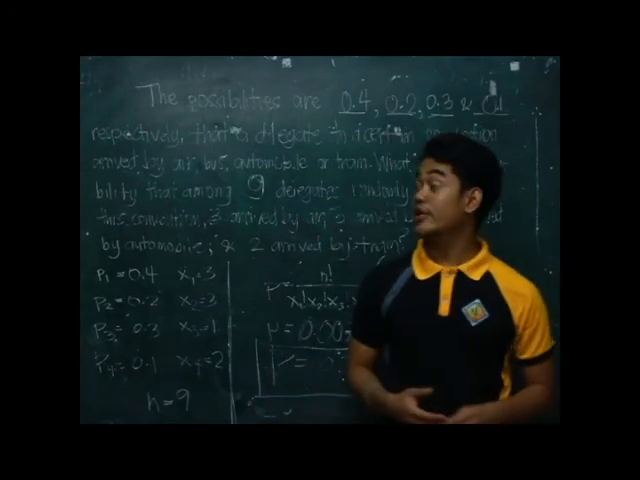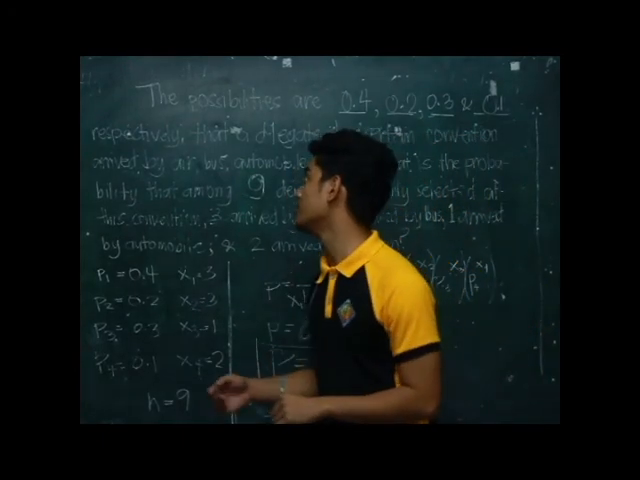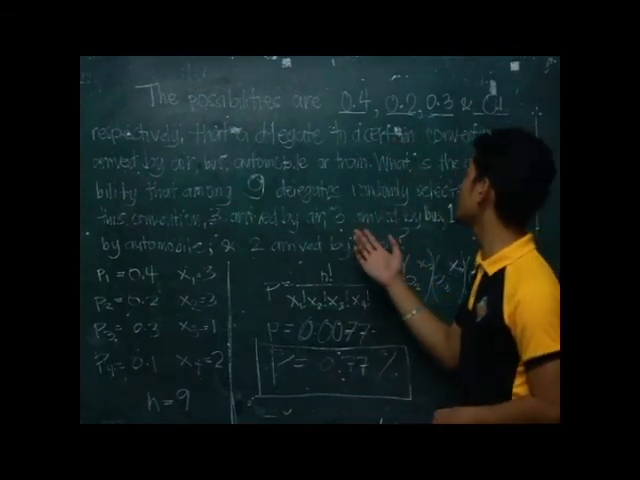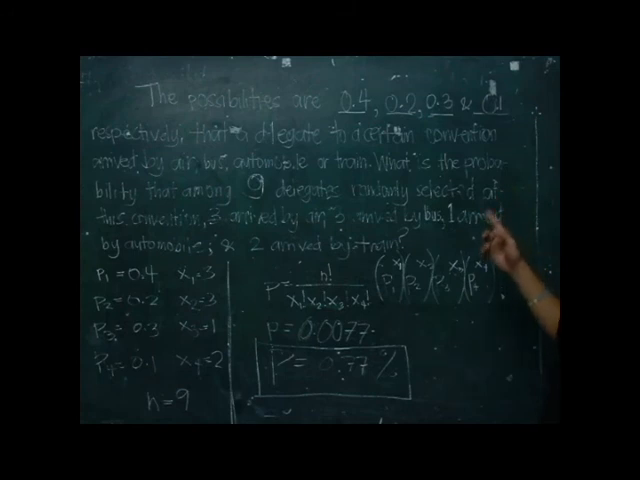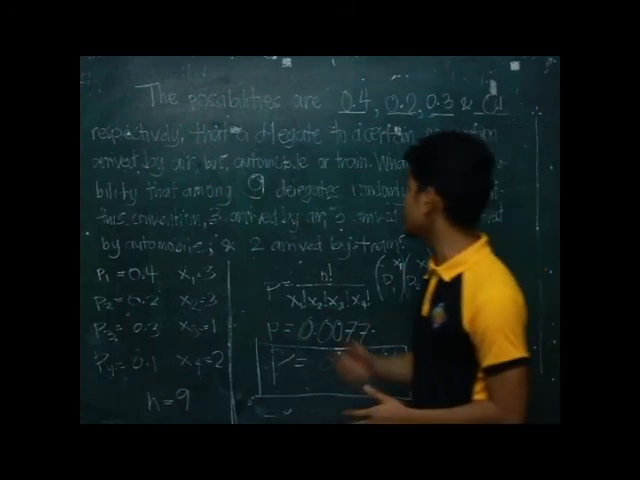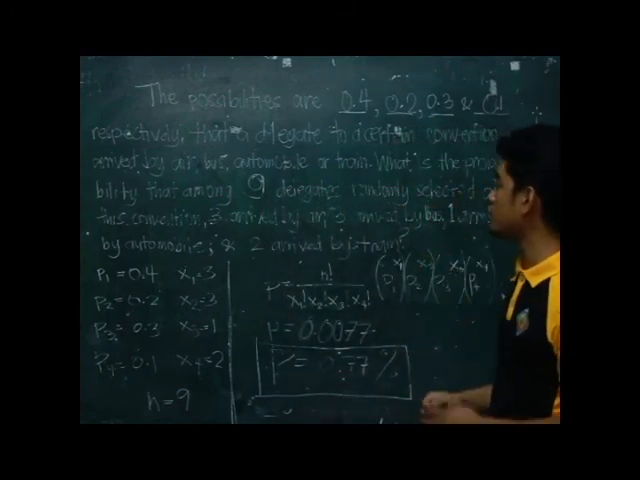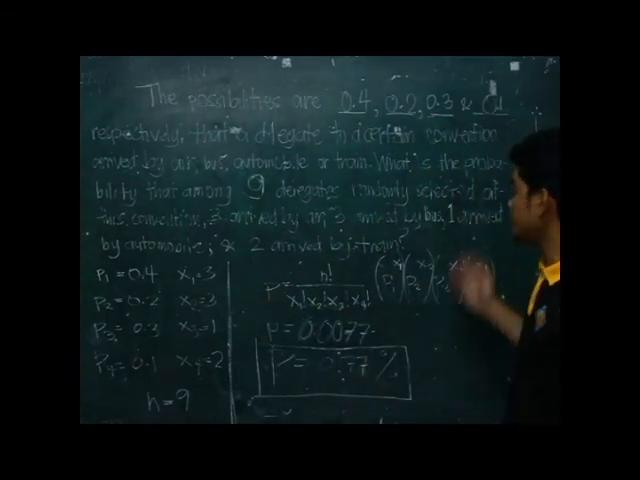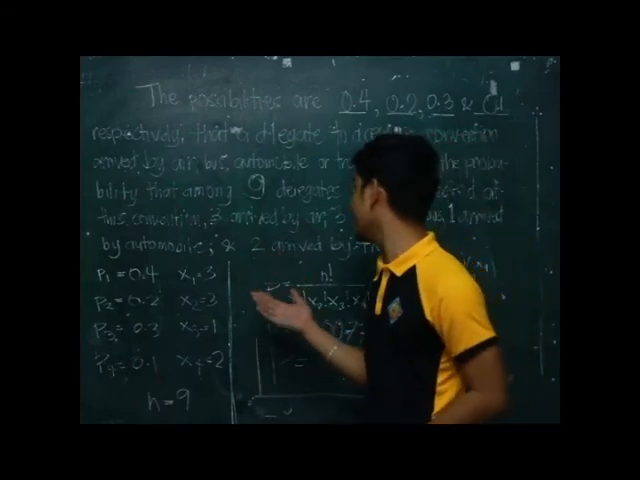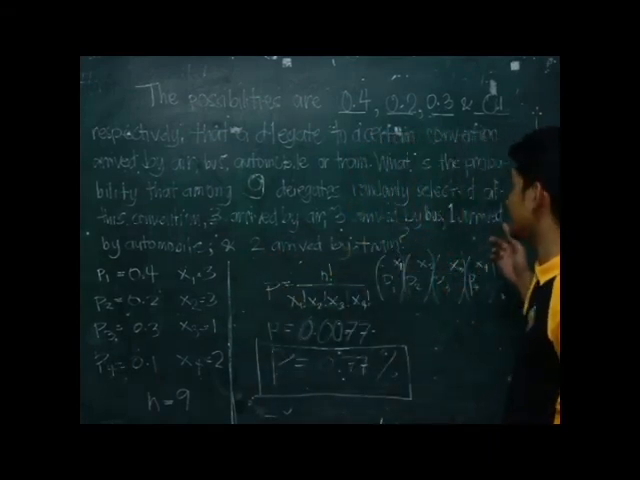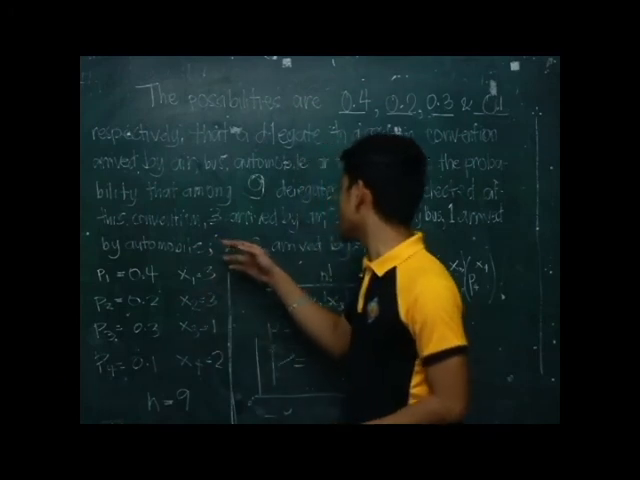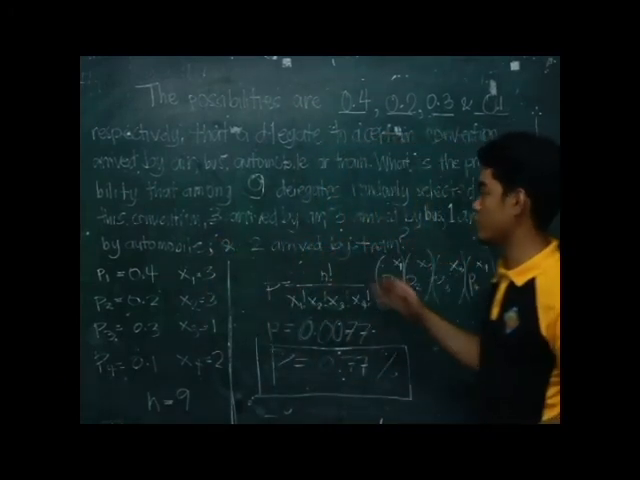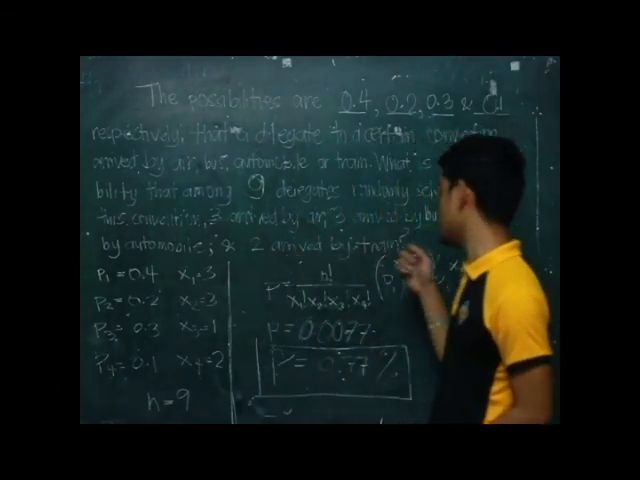Hi, and now we have a multinomial distribution problem. The probabilities are 0.4, 0.2, 0.3, and 0.1 respectively that delegates to a certain convention arrived by air, bus, automobile, or train. What is the probability that among 9 delegates randomly selected at this convention, 3 arrived by air, 3 arrived by bus, 1 arrived by automobile, and 2 arrived by train?